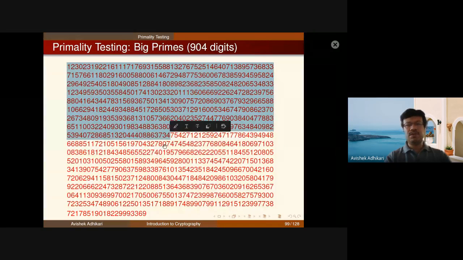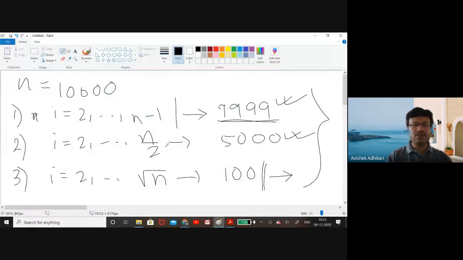So this big number, if you consider this from i equal to 2 to square root of n, that means half of this number around, then you'll be surprised to know that even a supercomputer will not be able to do that quickly. It may take around 100 years for a supercomputer to check whether the number is prime or not. So that is not feasible. We need something extra that will give me the result very quickly.